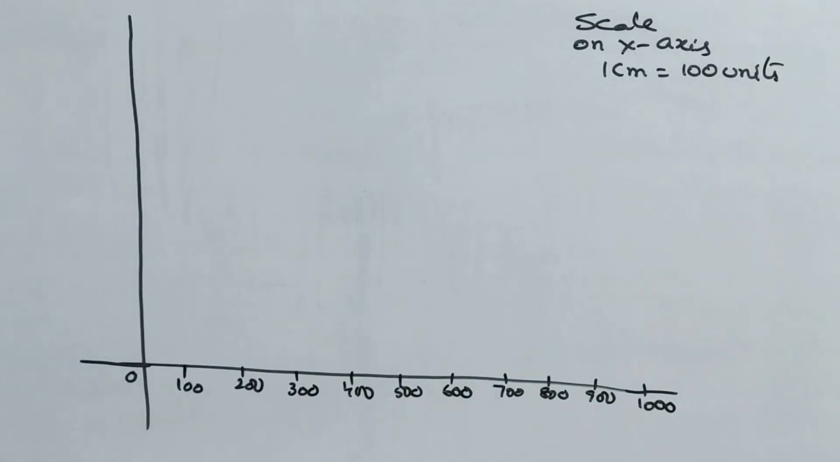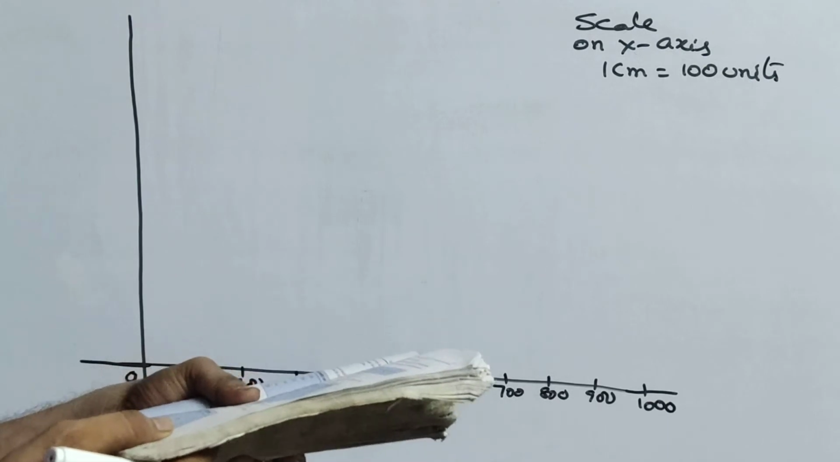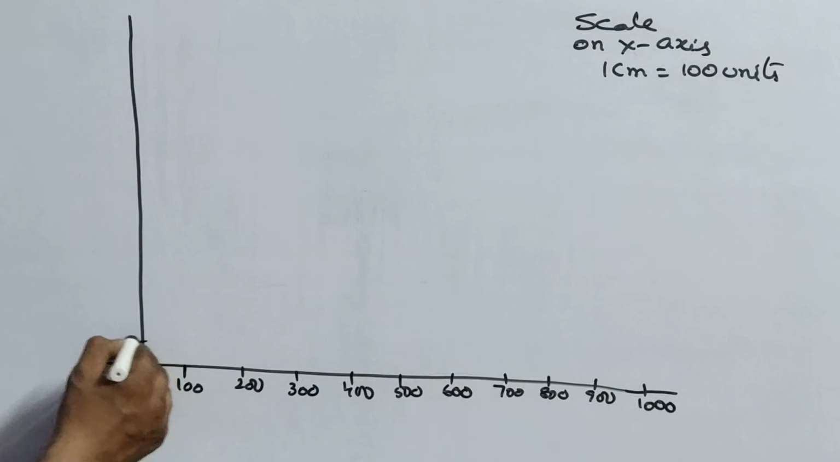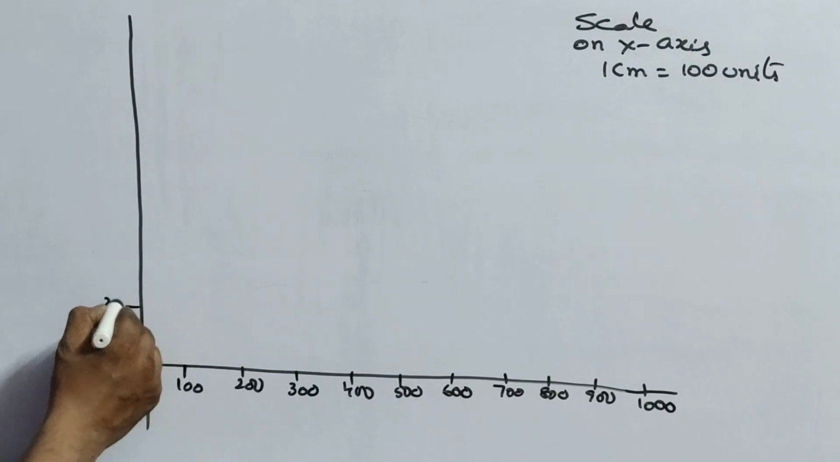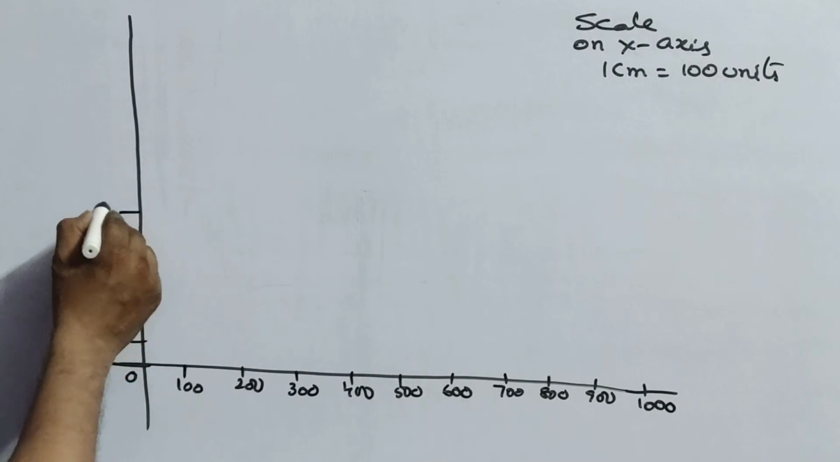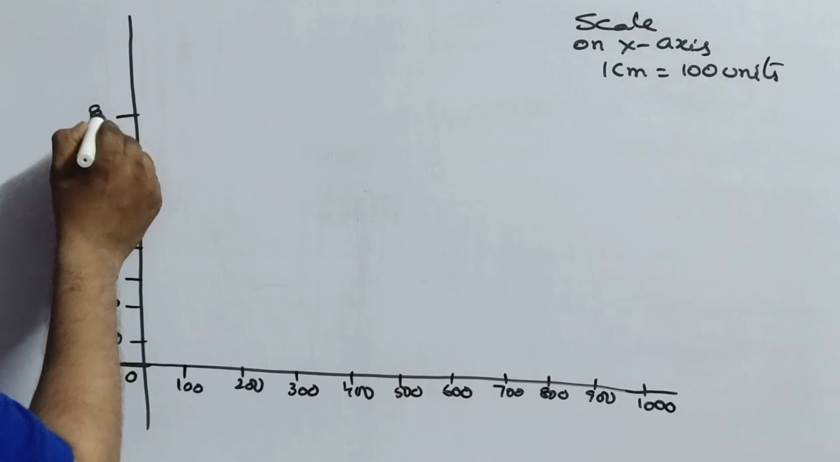Now coming to the y-axis, that is the number of lamps. Which is the highest there? 74 is the highest. That means you can take multiples of 10: 10, 20, 30, 40, 50, 60, 70, 80.